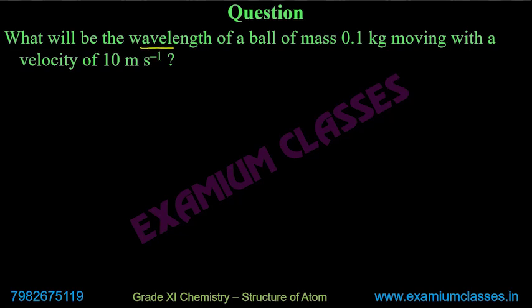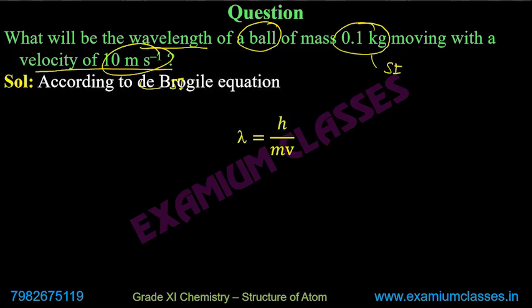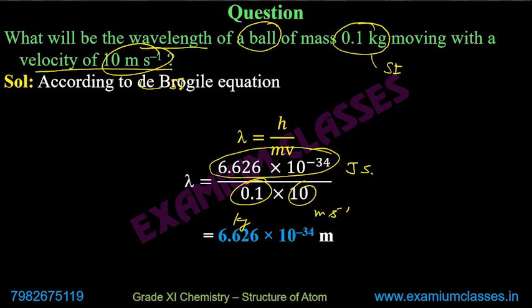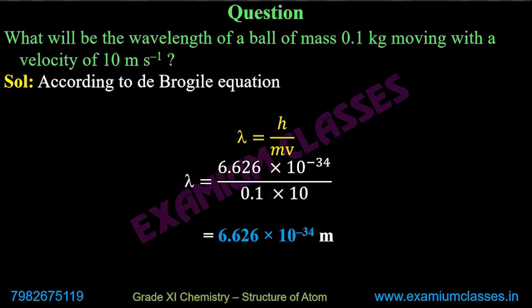Question: what will be the wavelength of a ball of mass 0.1 kg moving with a velocity of 10 meter per second? Kg is the SI unit, meter per second is the SI unit, so you don't need to change anything, just substitute the values. h is 6.626 × 10^-34 joule second, 0.1 kg, 10 meter per second. When you calculate, you will get lambda equals 6.626 × 10^-34 meters. You get it in meters because meter is the SI unit.